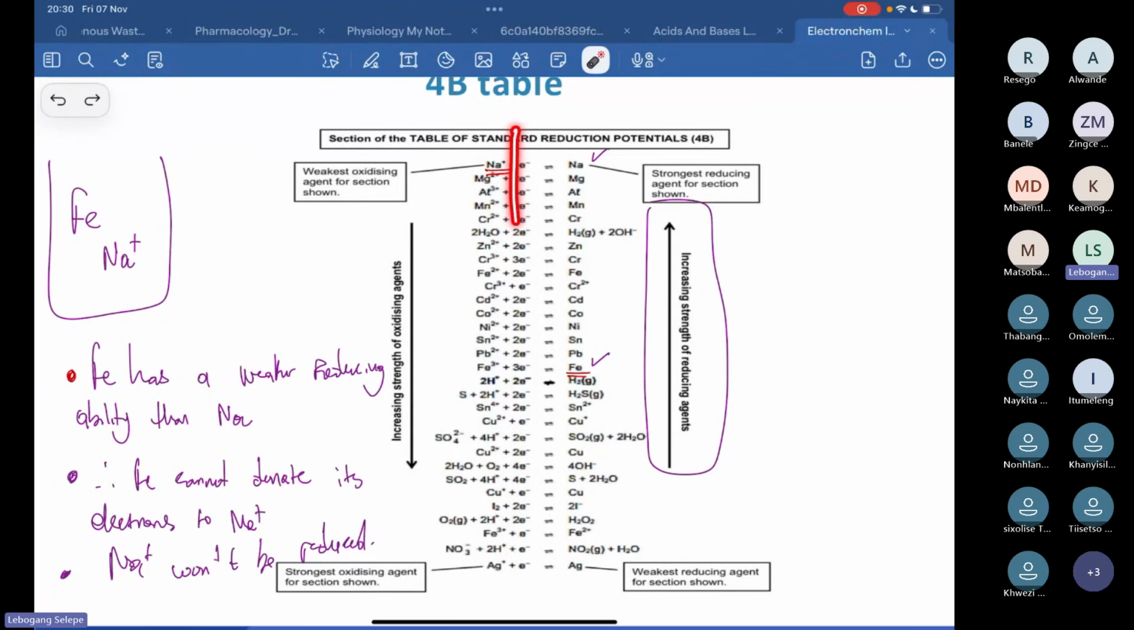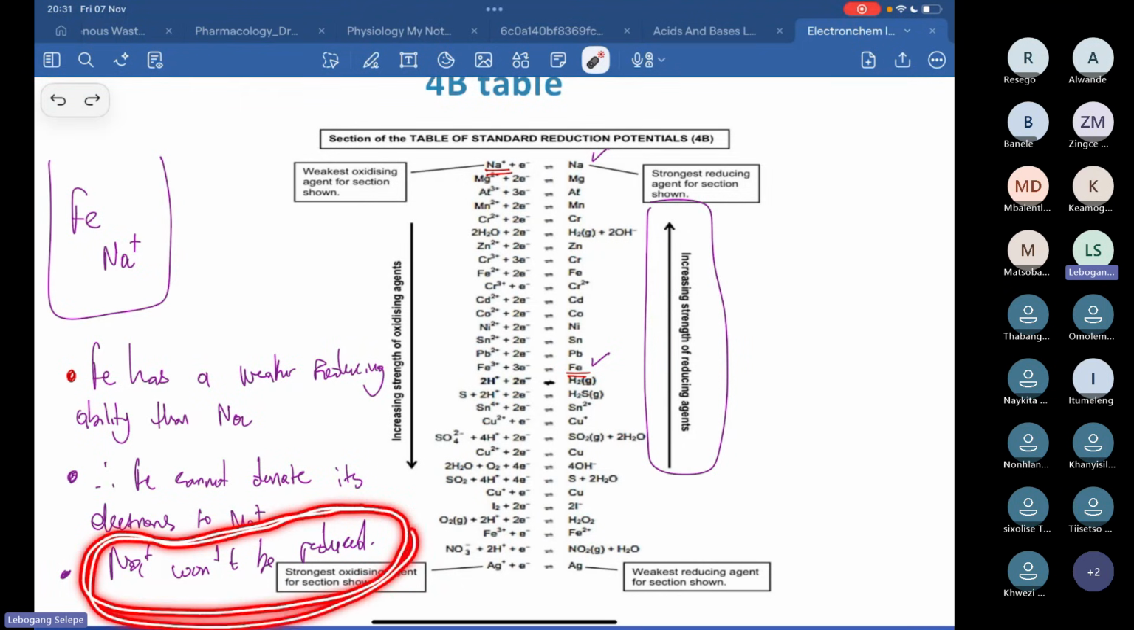Remember, the ones that are on the right are the ones that accept electrons. So I cannot say that it's not fit enough to donate its electrons to Na, because Na is not an acceptor. They would mark you down. So you need to say Fe cannot donate its electrons to Na plus, or it does not have enough strength to donate its electrons to Na plus. If it cannot donate its electrons to Na plus, it means that Na plus won't be reduced. They want to see this one. This point is a mark. You need to include it in your answer.